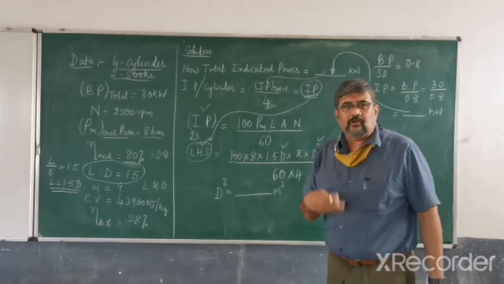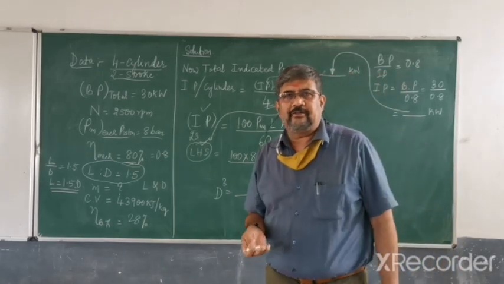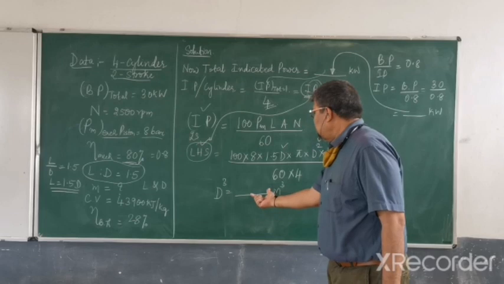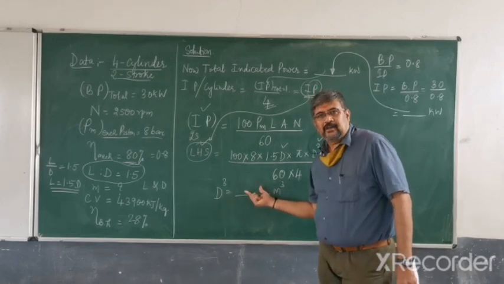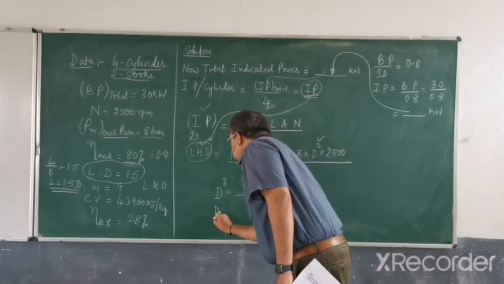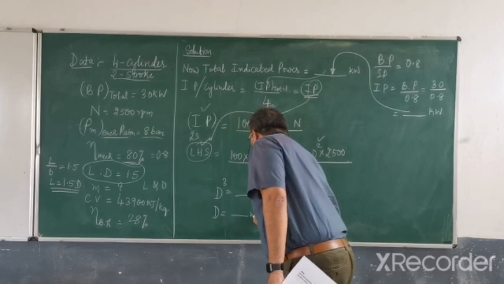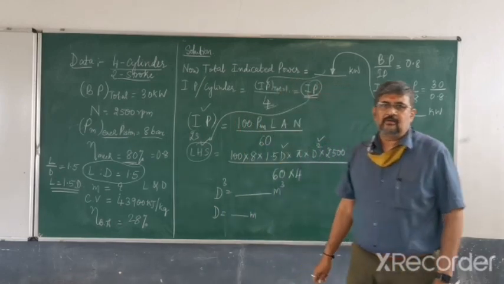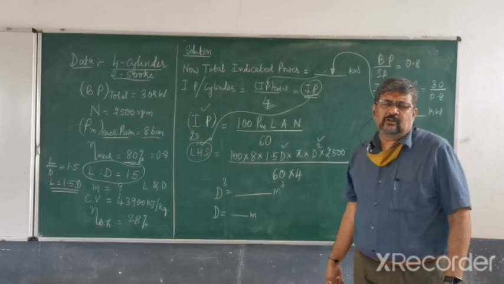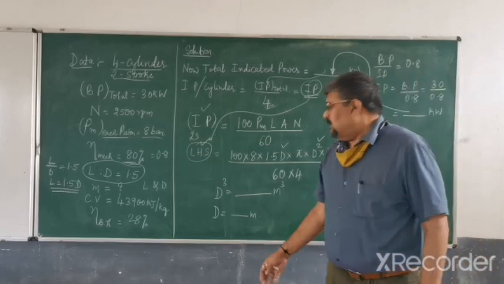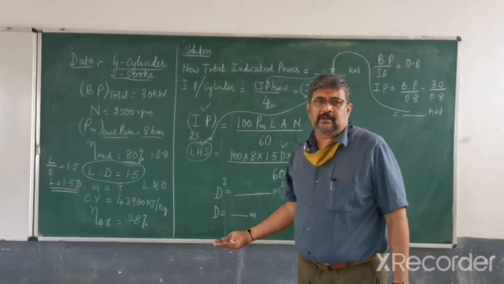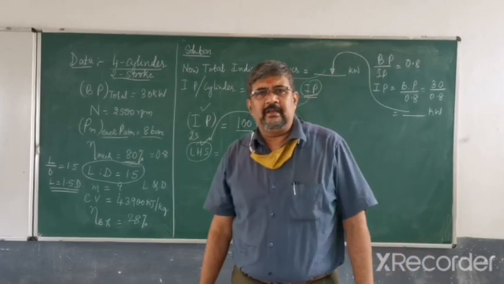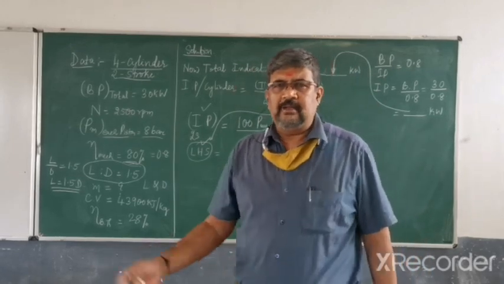So take the cube root of that. Again, in a calculator you can find out the cube root. Whatever you get here, take the cube root of that, and you will get the value of D. That is the bore diameter. You will get it in meters. Depending on the value, you can multiply it either by 100 or by 1000 and write the final value in centimeters or millimeters.